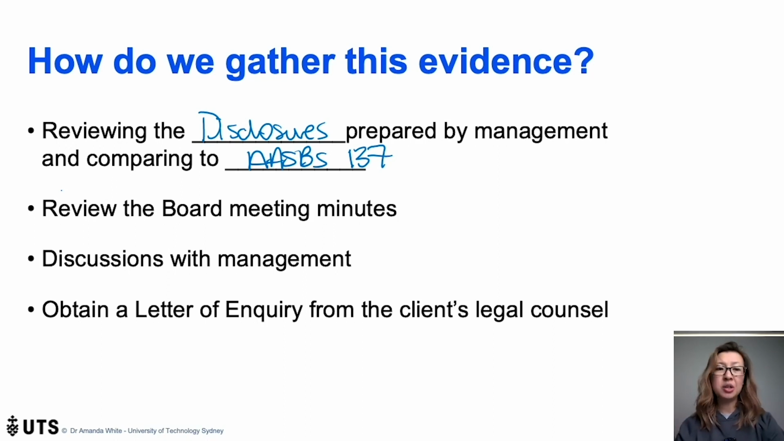The third thing we're going to do is think about discussions with management. We'll ask them, walk me through the list of contingent liabilities. Is there anything that you didn't include that you thought about but discarded? And maybe we ask them for a bit more detail about those so that we can make our own assessment.